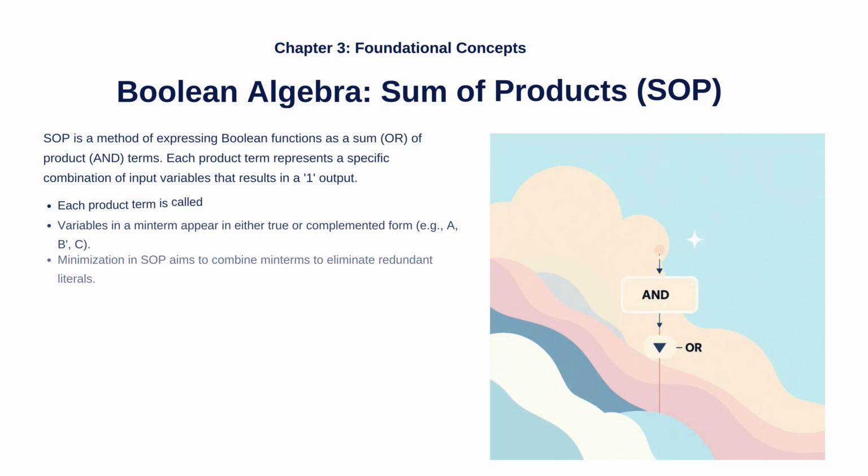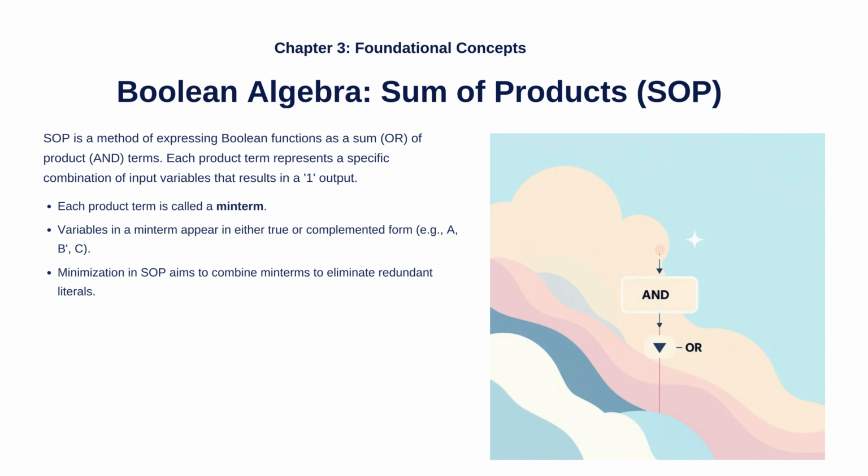Chapter 3. Foundational concepts. Boolean algebra. Sum of products, SOP. SOP is a method of expressing Boolean functions as a sum, OR, of product, AND, terms. Each product term represents a specific combination of input variables that results in a 1 output. Each product term is called a minterm. Variables in a minterm appear in either true or complemented form, e.g., A, B, C. Minimization in SOP aims to combine minterms to eliminate redundant literals.